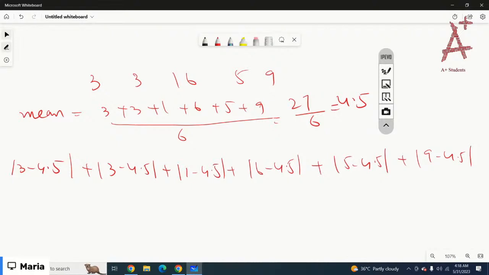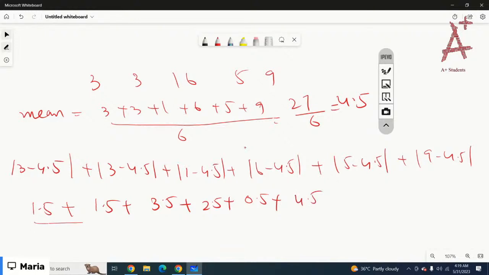3 minus 4.5, it is 1.5. Basically that is a negative value, but because of the absolute value you just take the positive values. Got it? 3 minus 4.5 is 1.5. 1 minus 4.5 is 3.5. 6 minus 4.5 is 1.5. 5 minus 4.5 is 0.5. 9 minus 4.5 is 4.5.